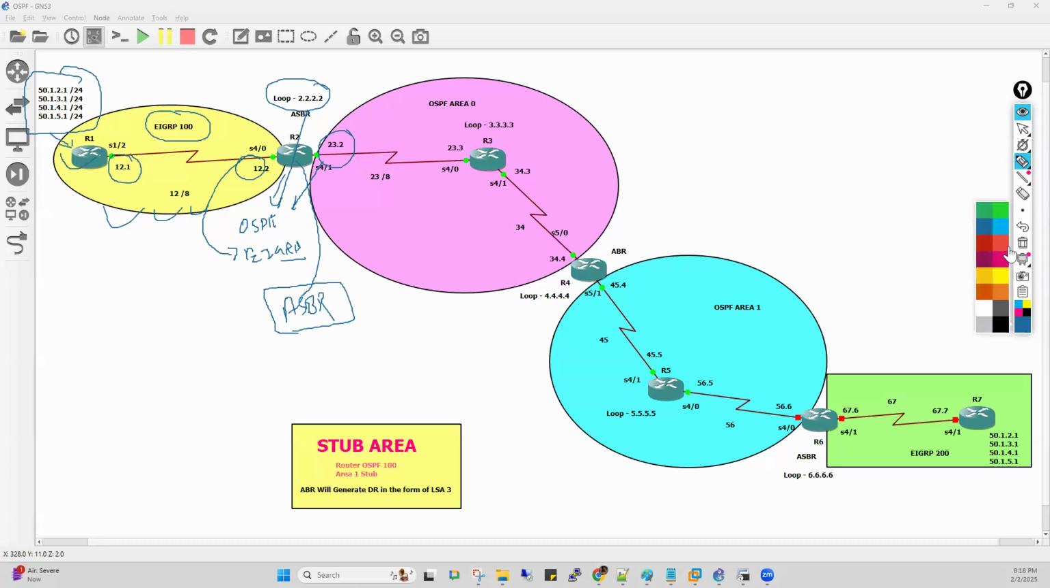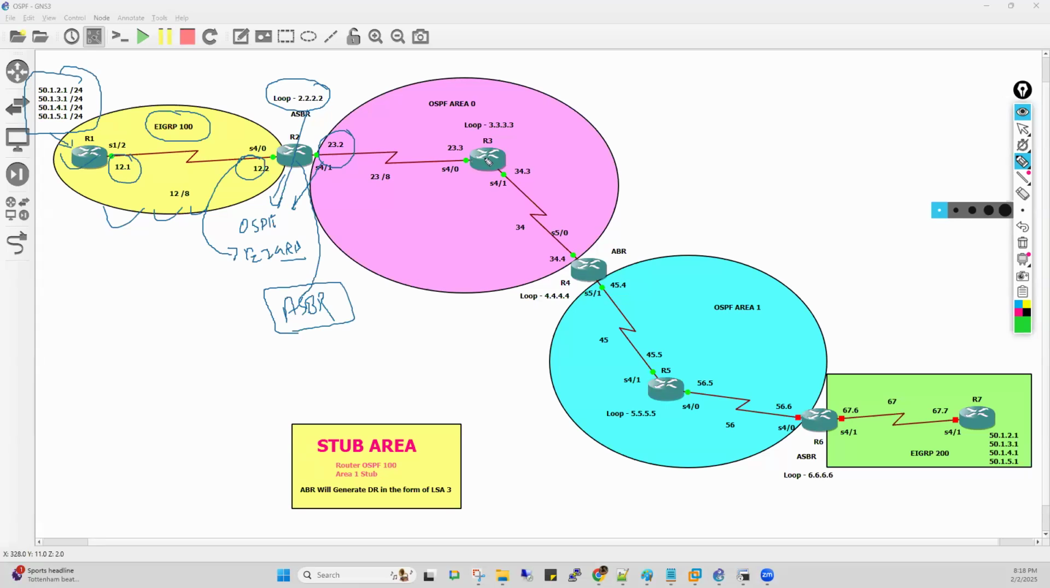Right? Come on, say it quickly. Yes or no? Right? Guys, tell me. Yes, sir. Yes, yes, sir. This router will be known as, guys, the ASBR router.